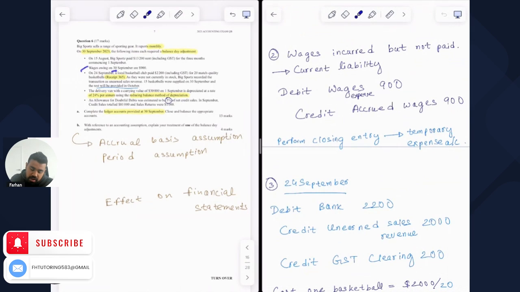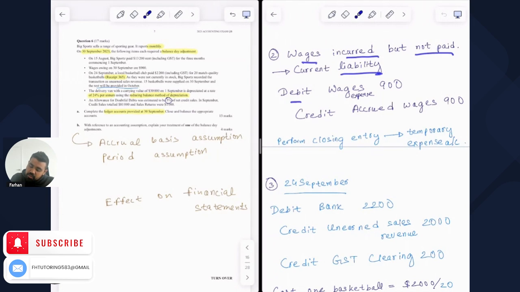Wages owing on 30 September are $900. So this is referred to wages expense that we have incurred but not paid for in cash. This means that this is a current liability of the business, and if we were asked to prepare the balance sheet, within the current liabilities section, you have to show this accrued wages of $900. Now, how do we journalize this accrued wages?